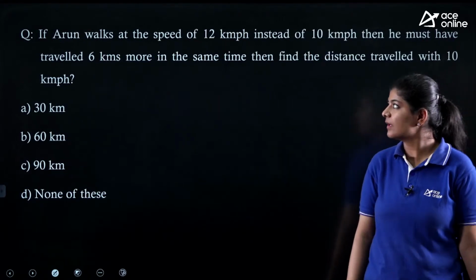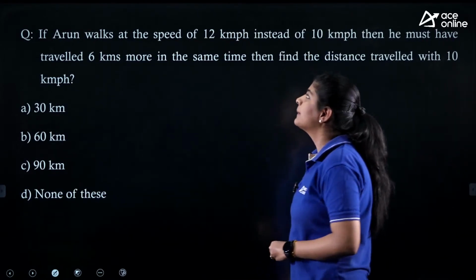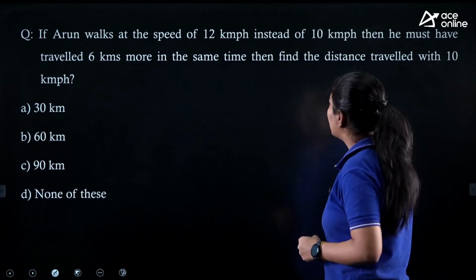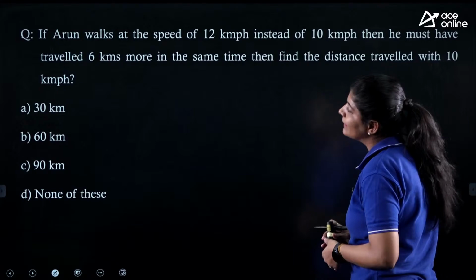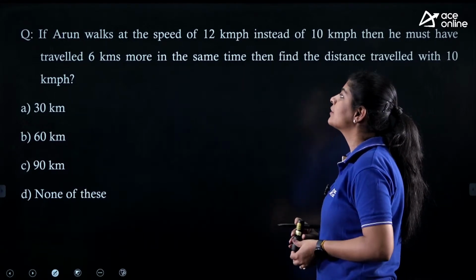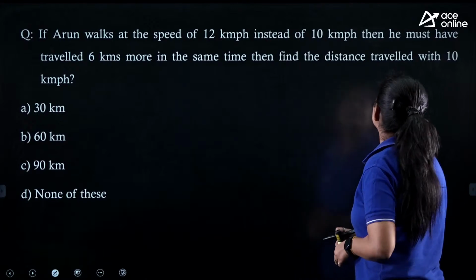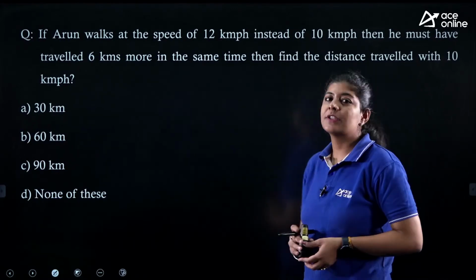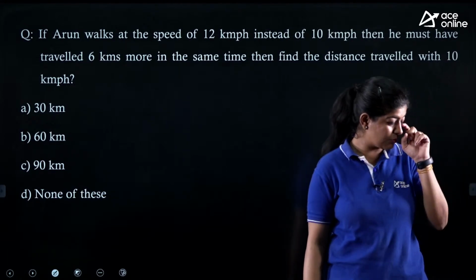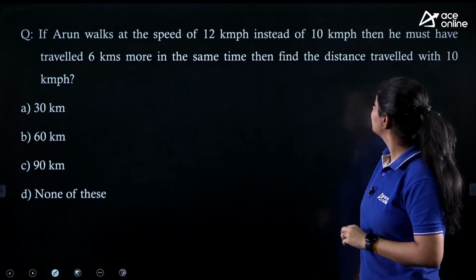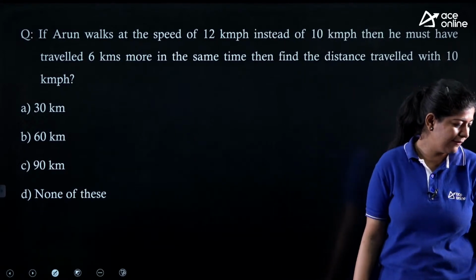Next. The next question says that if Arun walks at a speed of 12 kilometers per hour instead of 10 kilometers per hour, then he must have travelled 6 kilometers more in the same time. Then find the distance travelled at 10 kilometers per hour. Now what we need to do here: some conditions are given and the question wants to know how much distance is covered by Arun at 10 kilometers per hour. This is a very simple one.